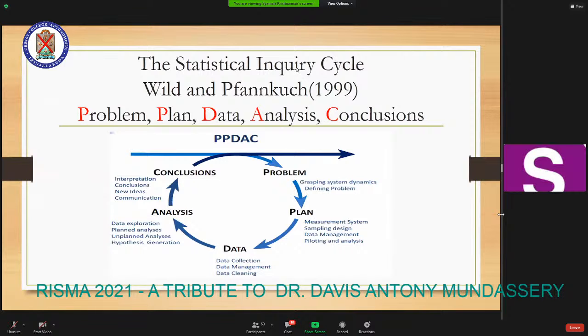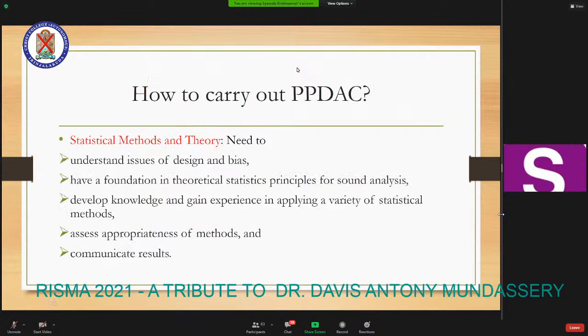Okay. Now, this slide, I'm just going to highlight a few points in that cycle. It will help us to carry out that PPDAC.